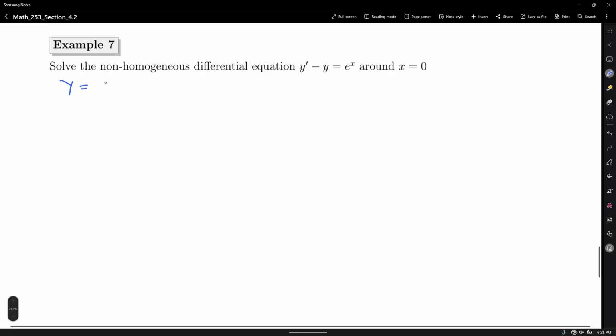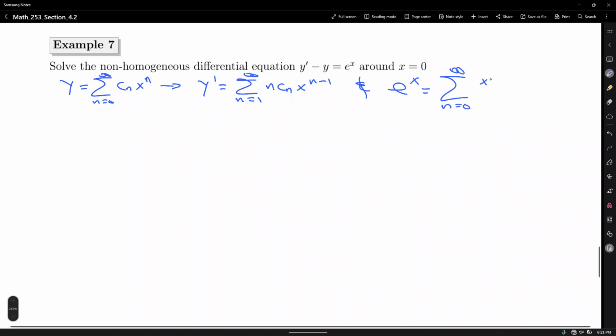So the series for c sub n x to the n for the original function, the first derivative y prime, sigma n equals 0 to infinity of n c sub n, oh wait, starts at 1, c sub n x to the n minus 1. But we also need the series for e to the x. e to the x equals sigma n equals 0 to infinity x to the n over n factorial. Okay? All right, let's substitute everything into the equation.